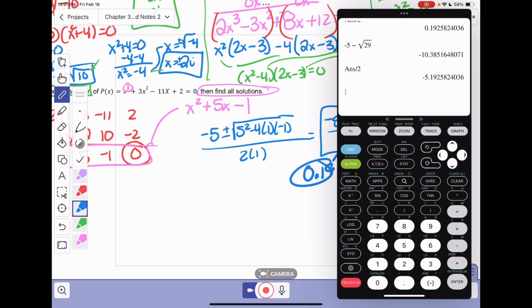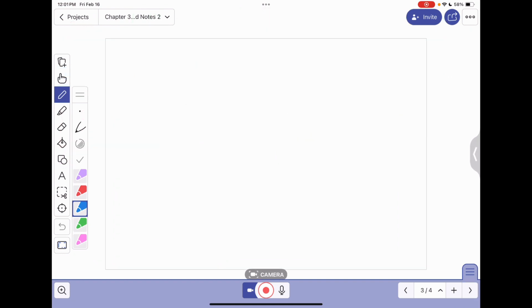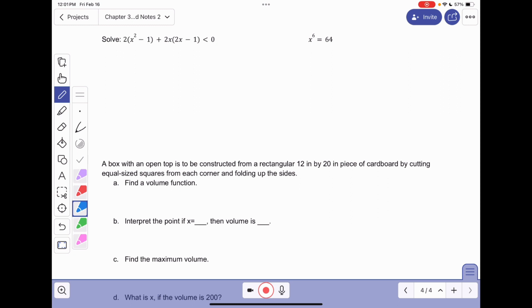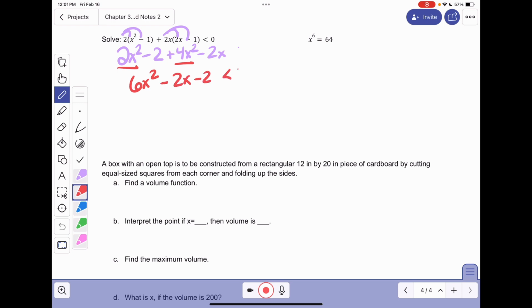All right, let's look at a couple more. Solve. So in order to solve anything, we need to get rid of our parentheses and do all of that. So even though this is an inequality, we're going to solve it the same way we solve any equation. So I'm going to start by distributing. I get 2x squared minus 2, plus 4x squared minus 2x. Then I want to combine like terms. So we would get 6x squared minus 2x minus 2 is less than 0.